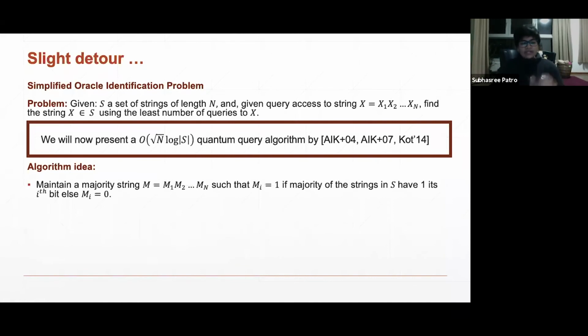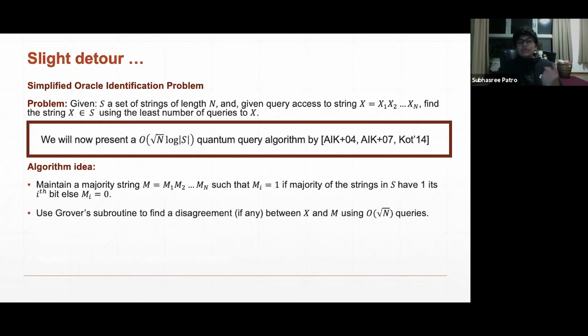Now, once you have this majority string, which is based on the entire set S, I can, using Grover's subroutine, check if there's a disagreement between this string M and the string x that I have oracle access to. To find a disagreement, I need order root n queries. Now, if there is no disagreement, then clearly x is equal to M. So I have found x with just root n queries.